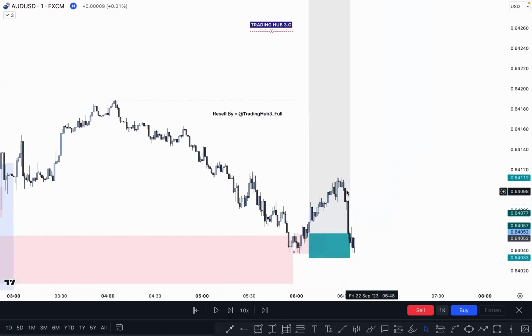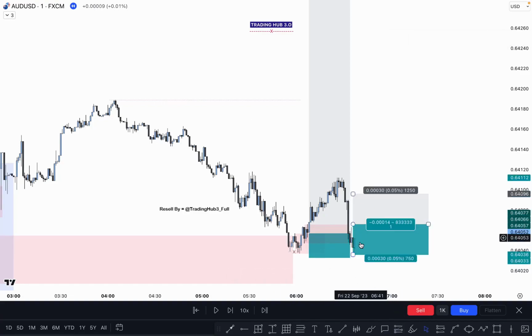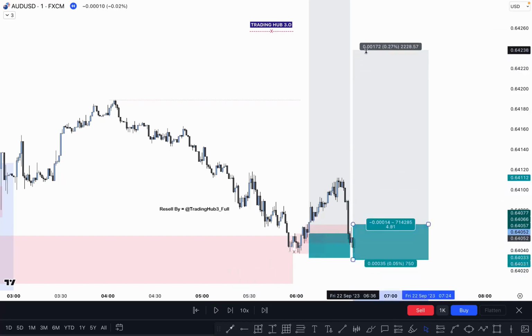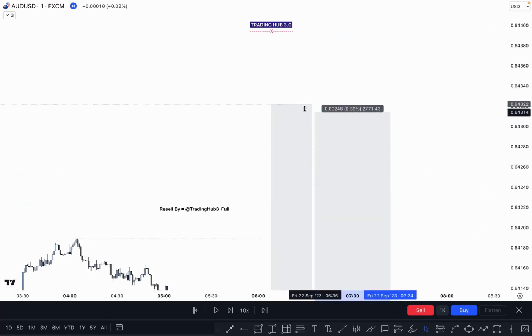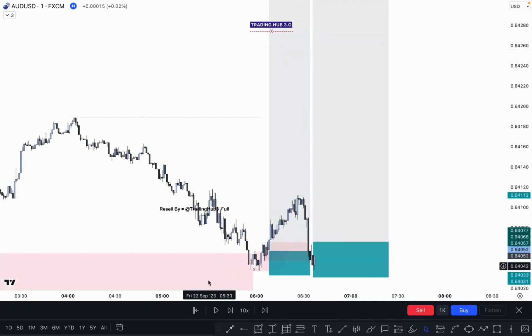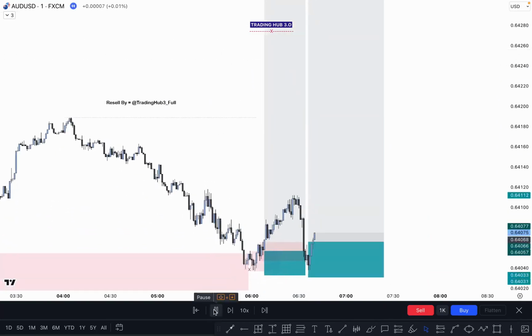Okay, so this one is our next entry, created here at this point. If you are thinking the first entry was missed, you can take the next entry, but put the stop loss just below it at the main low, right? And where is the target? The target is similar, at this point. So let's see what happened next here after this one.